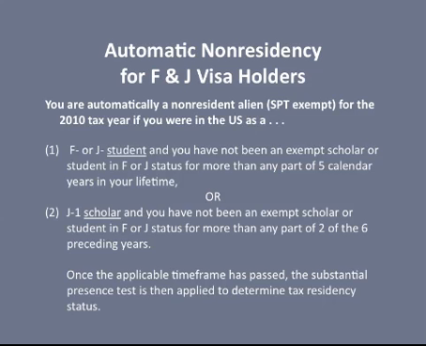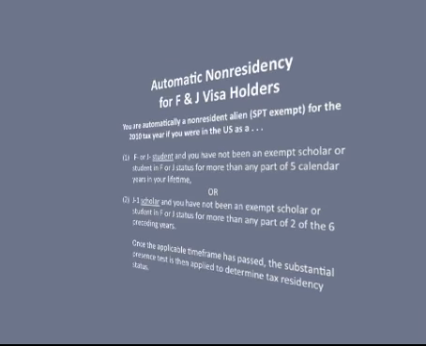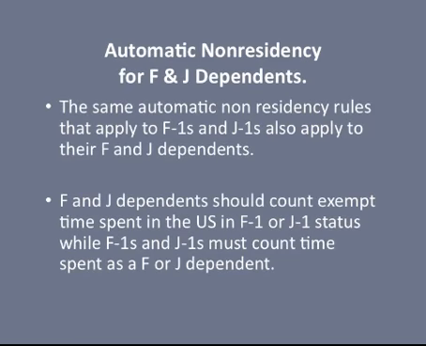Although the number of years a student qualifies for automatic non-residency is different than the number of years a scholar qualifies for it, time previously spent as an exempt scholar counts as automatic non-residency time for an individual who is now a student, and vice versa. Remember, though, that a scholar need only count back 6 years.